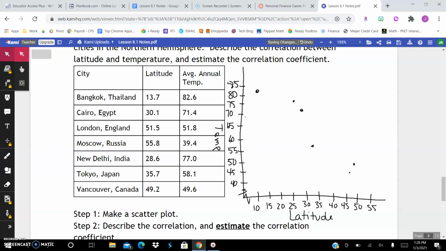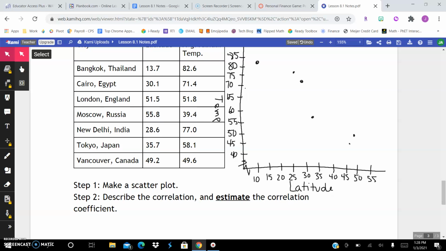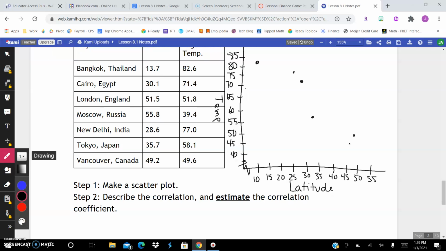All right, so what type of correlation do we see here? It looks like it's going downhill, kind of in that fashion. So we're going to say negative correlation.